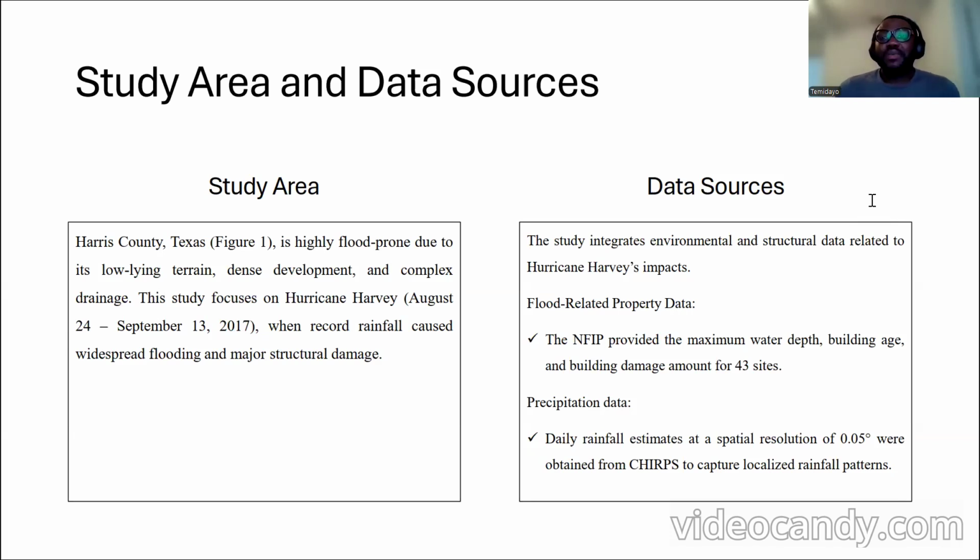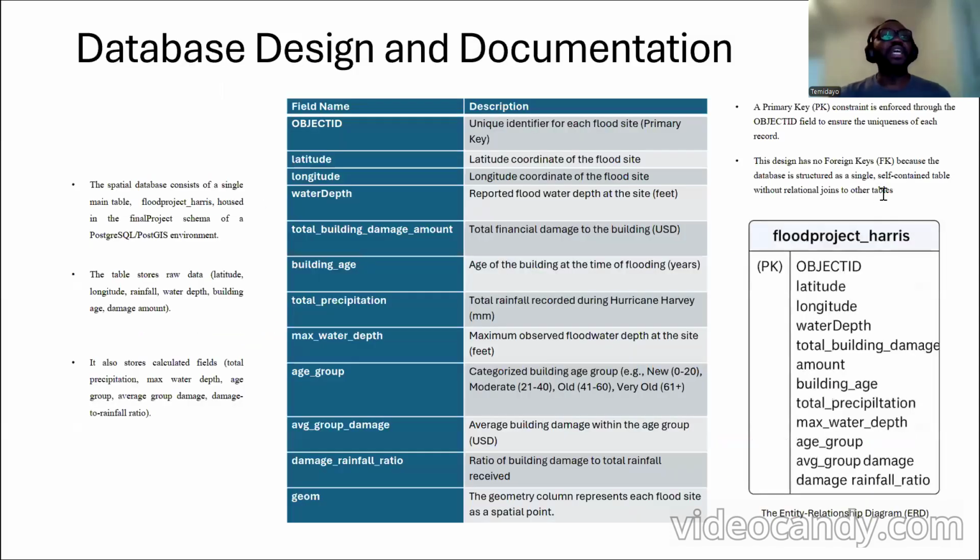Where did we source the data we are using from? Water depth data, building age, and building damage amounts for the 43 flood sites were sourced from the National Flood Insurance Program, and the daily rainfall estimates were gotten from CHIRPS. This is at a resolution of 0.05 degree. This is a fine resolution that allows us to capture localized rainfall patterns in Harris County.